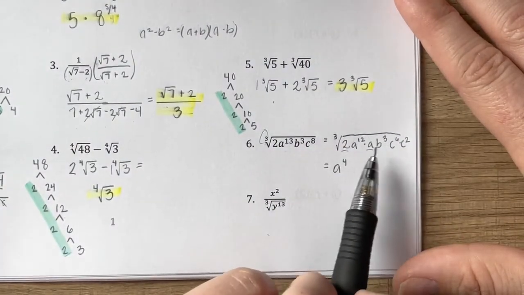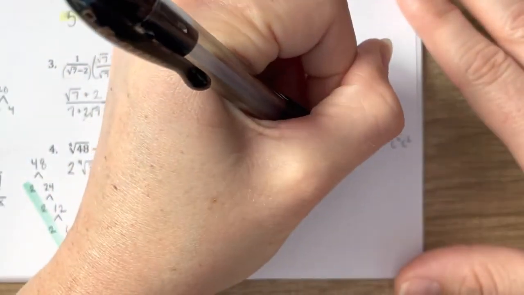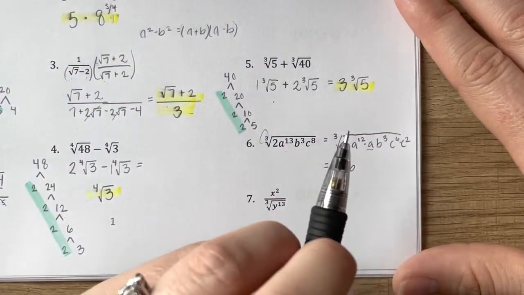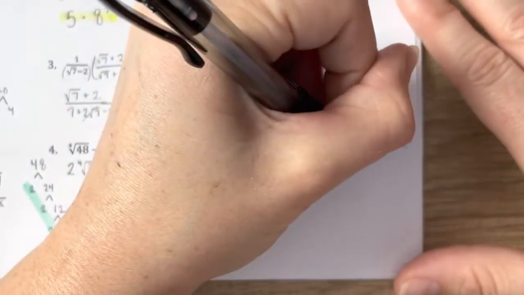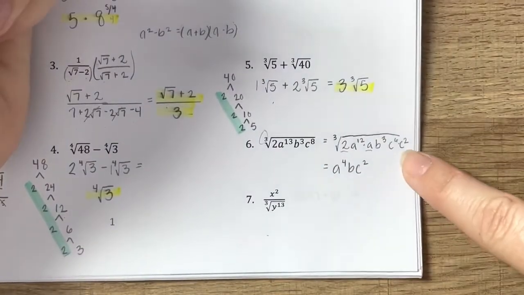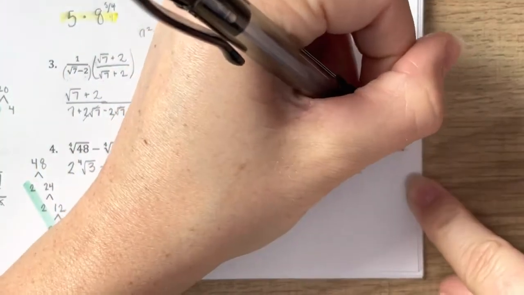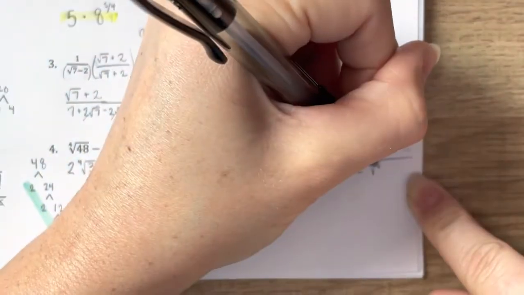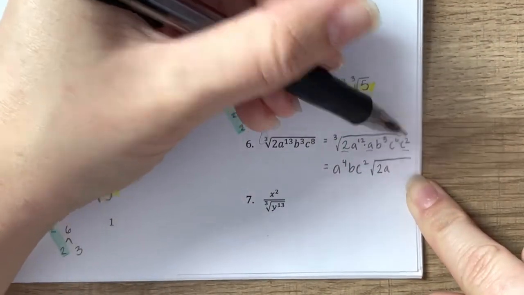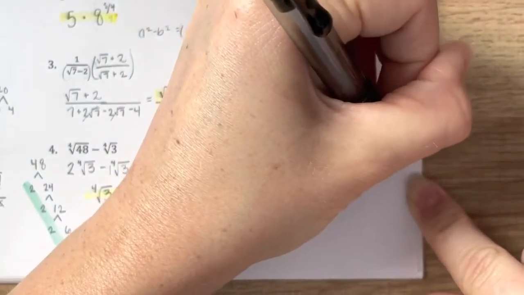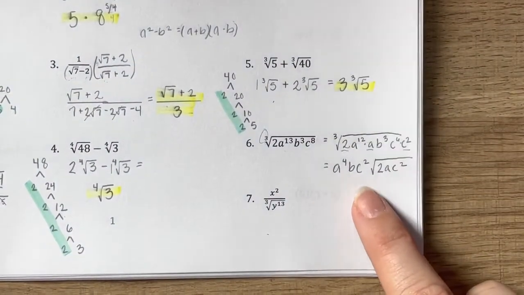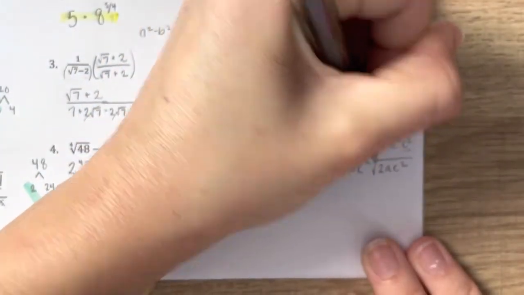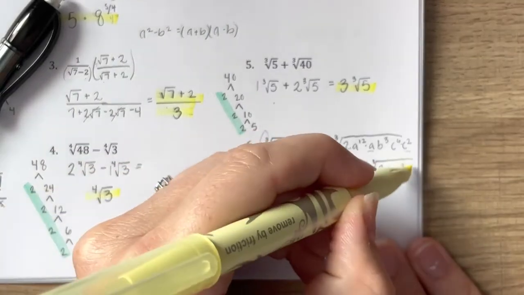B cubed, I could divide the 3 by 3, so b to the 1st power comes out because 3 divided by 3 is 1. And then c to the 6th, I can pull out a c squared since 6 divided by 3 is 2. And then that c squared stays inside. So left over I had a 2, and then I had the a, and then I had the c squared left over inside. So a to the 4th b c squared times the cubed root of 2a c squared.